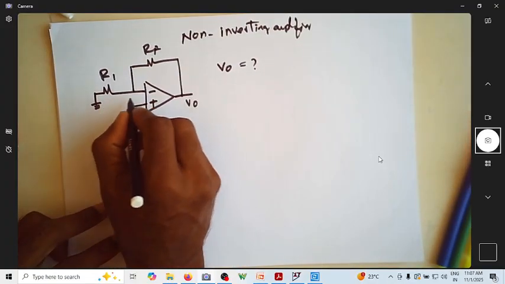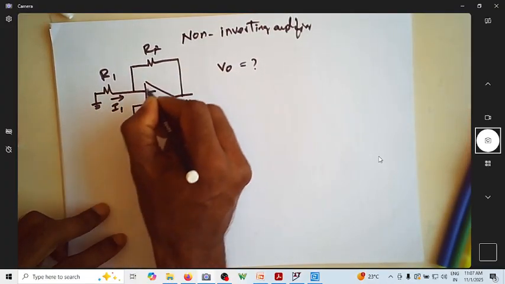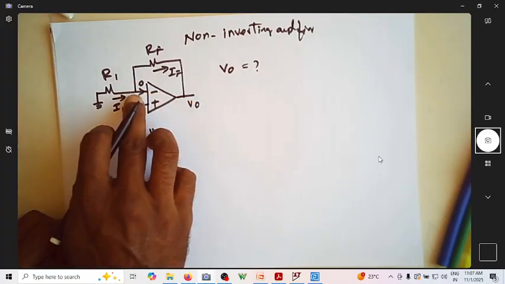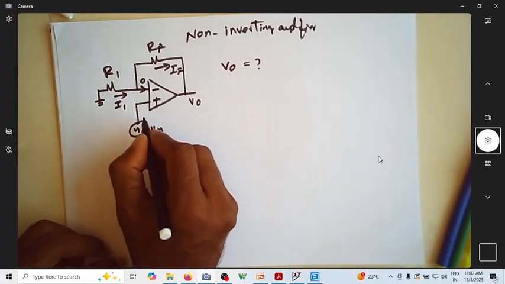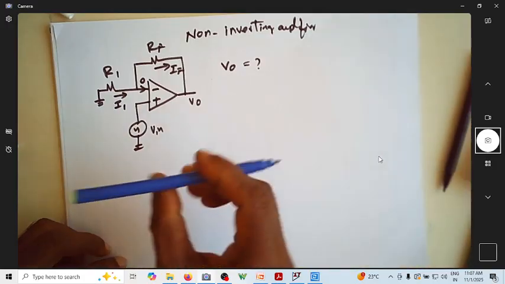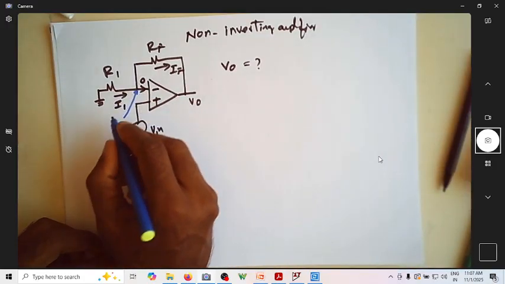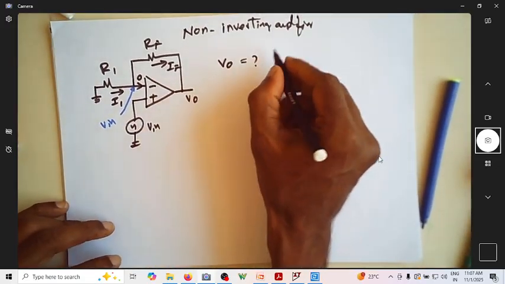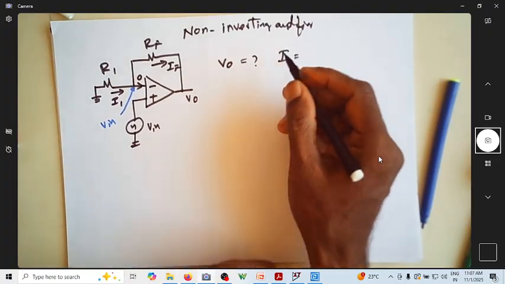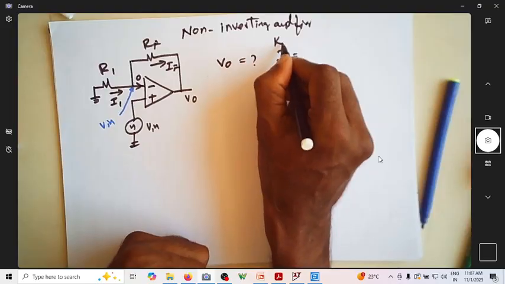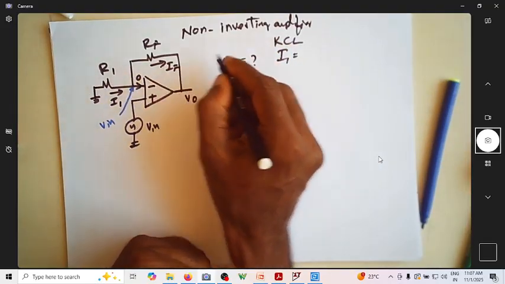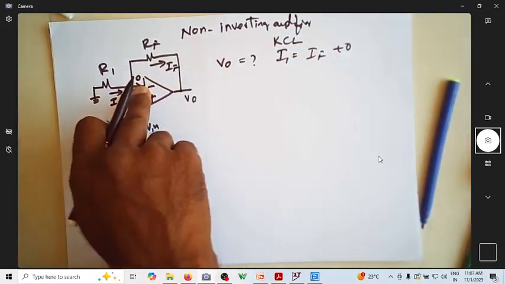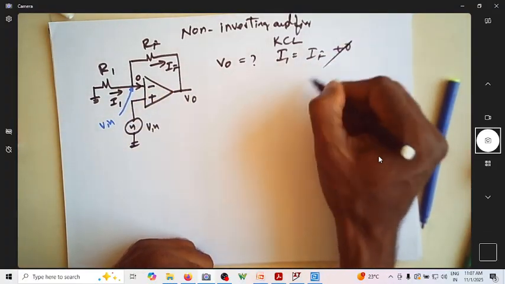For that, let us again assume a current I1, a current IF, and this current is 0, because we know that this current is 0. This is Vin, which means because of the virtual ground this voltage is also Vin. So what is the I1 expression? Of course, KCL at this point gives I1 is equal to IF plus 0, considering this current as 0. So then this 0 you can take out.